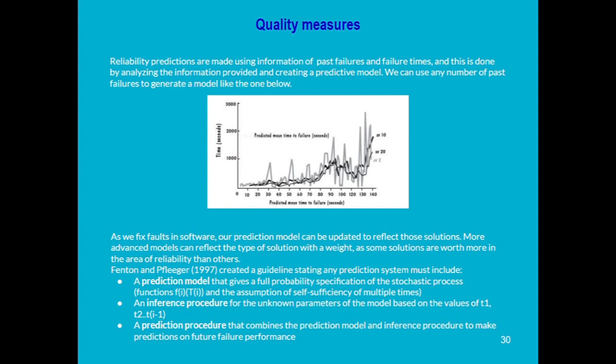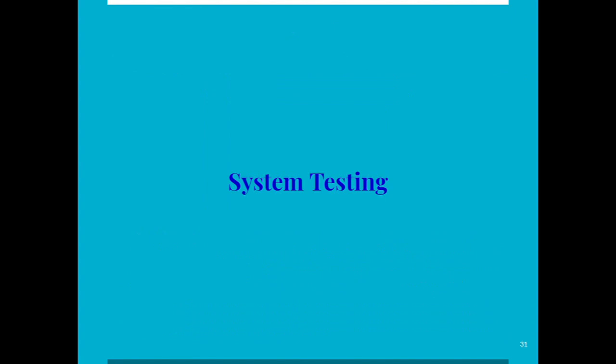Fenton and Pfleeger created a guideline stating any prediction system must include a prediction model that gives a full probability specification of the stochastic process, for example, functions f of t of i and the assumption of independence of multiple times. An inference procedure for the unknown parameters of the model based on the values of t1, t2 through ti-1, and a prediction procedure that combines the prediction model and inference procedure to make predictions on future failure performance.